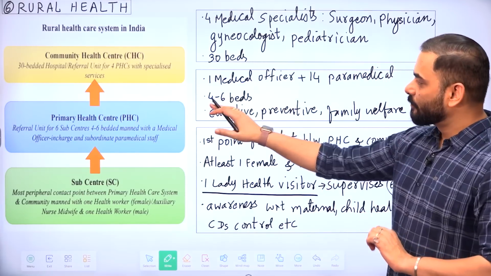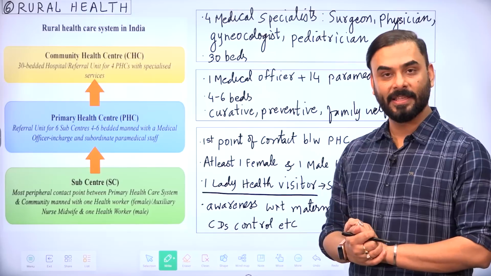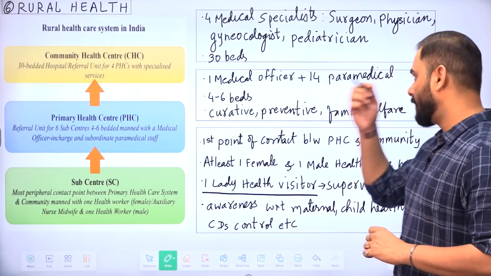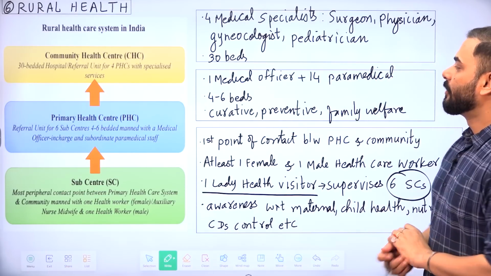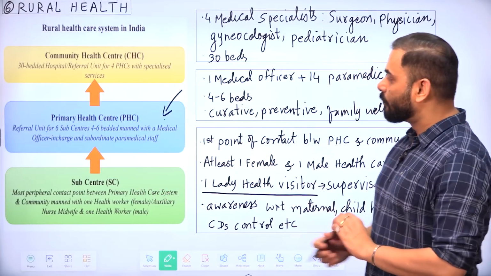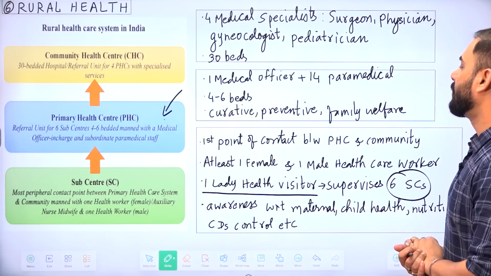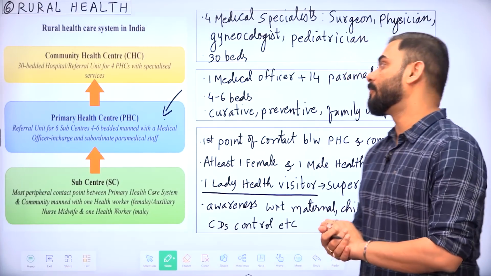Now, let us look at the second layer. The second pillar of rural health is primary health care. In the primary health care, there is one medical officer and 14 paramedical staff. Paramedical are support staff. So there are 4 to 6 beds here, and there is no bed in a sub-center, but there are 4 to 6 beds here. And here basically curative, preventive and family welfare related healthcare facilities are provided.